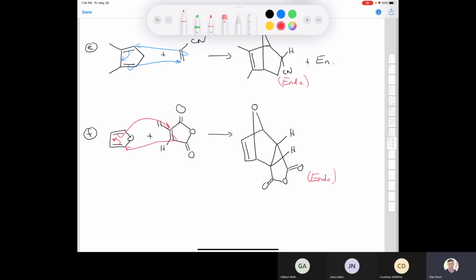So would I form an enantiomer here? Anybody make a suggestion as to yes or no in terms of enantiomers being formed? Yeah, exactly. The answer is no. Why wouldn't I get an enantiomer in this case? I know you know. I see my students say nah. There's no enantiomer. Why?